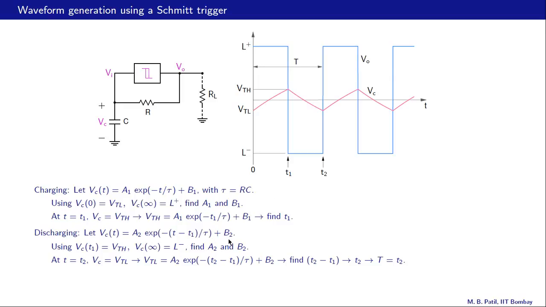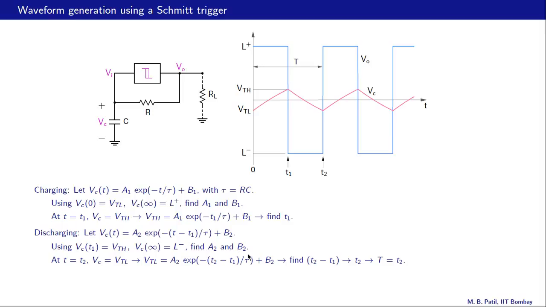plus B2. Now to find A2 and B2, we need two conditions on Vc of t. What are those two conditions? One, at t equal to T1, Vc is VTH. What about the second condition? As t tends to infinity, Vc would have reached L minus. So that is the second condition. So using these two conditions we can find A2 and B2.